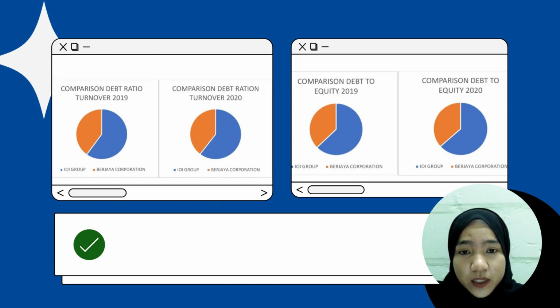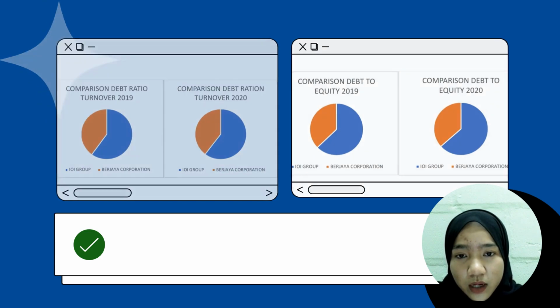IOI Group company has a higher equity value for both year 2019 and 2020. Meanwhile, Berjaya Corporation has 0.218% and 0.230% for the year 2019 and 2020, which is less than IOI Group.